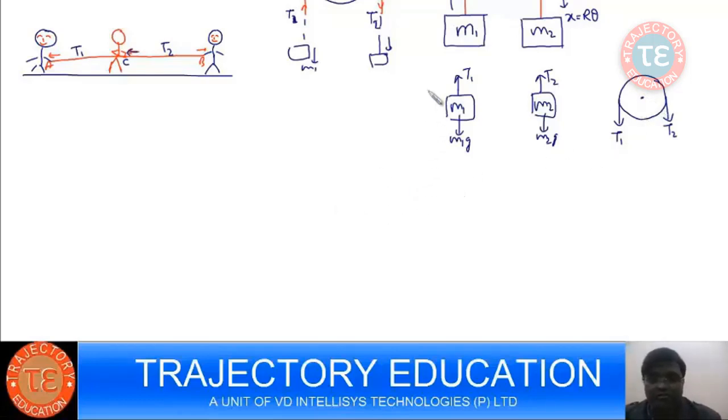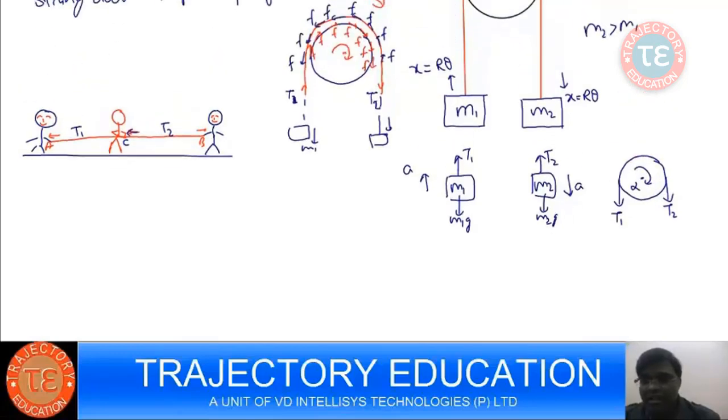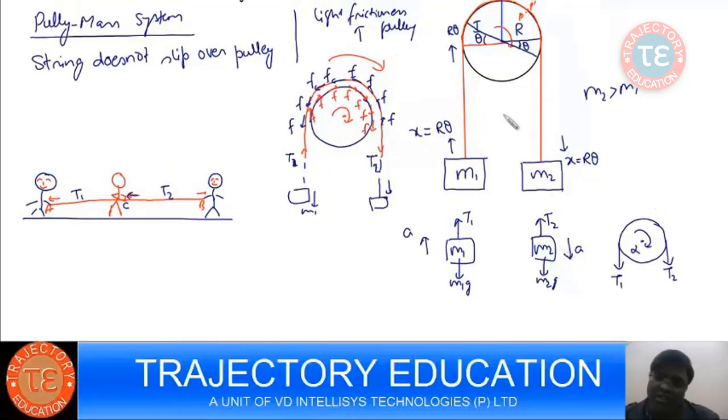Suppose M2 is accelerating downward with A, M1 accelerating upward with A, and the pulley is undergoing an angular acceleration alpha. So what's the relation between A and alpha? If this is moving by x, this moves by theta, and the relation is x equals r theta. If I take the derivative, x dot equals r theta dot. I take double derivative, x double dot equals r theta double dot, and x double dot is A, and theta double dot is alpha. So A equals r alpha.